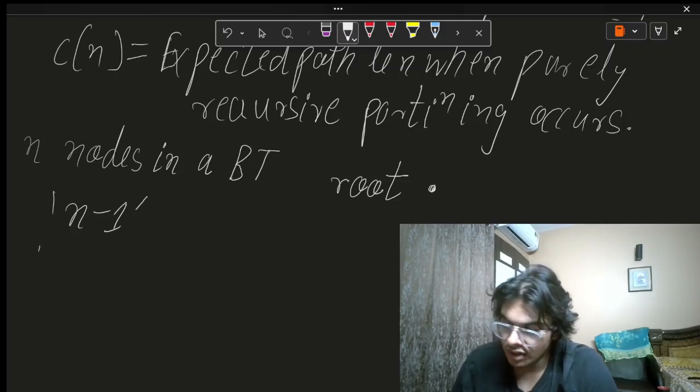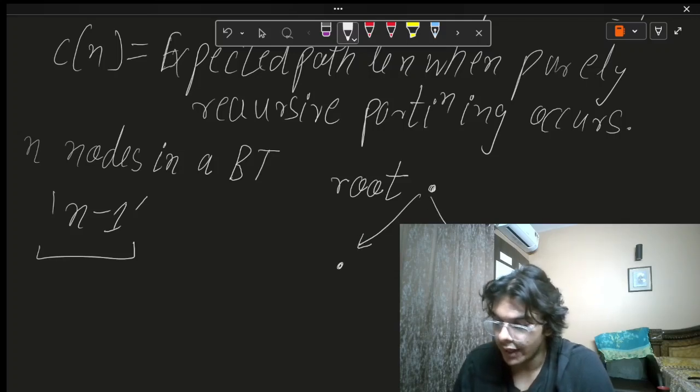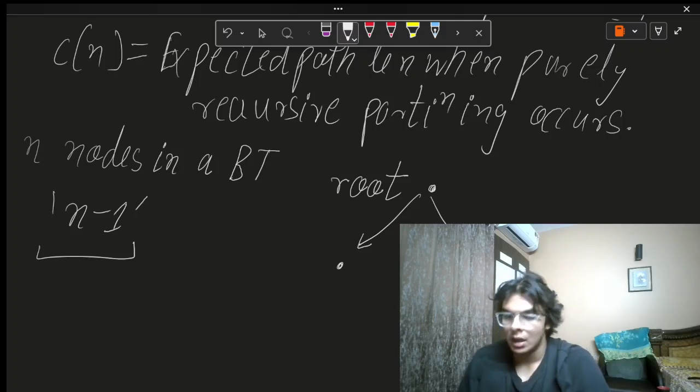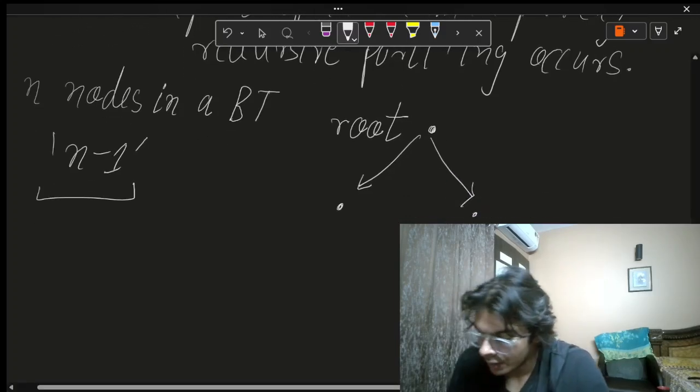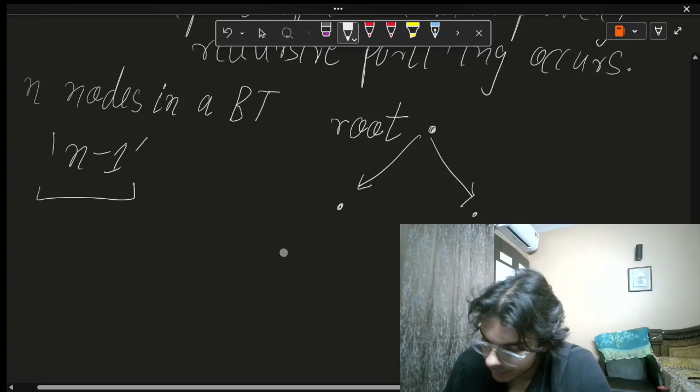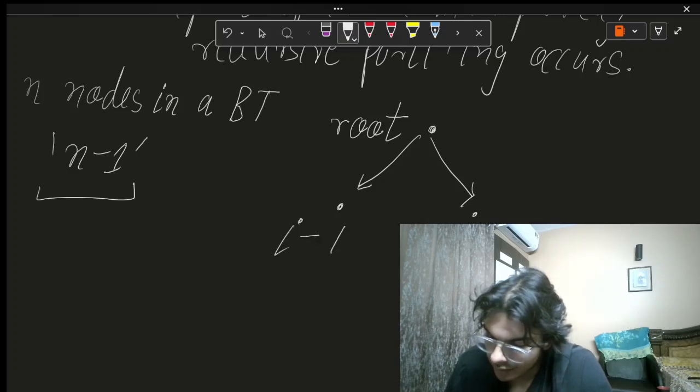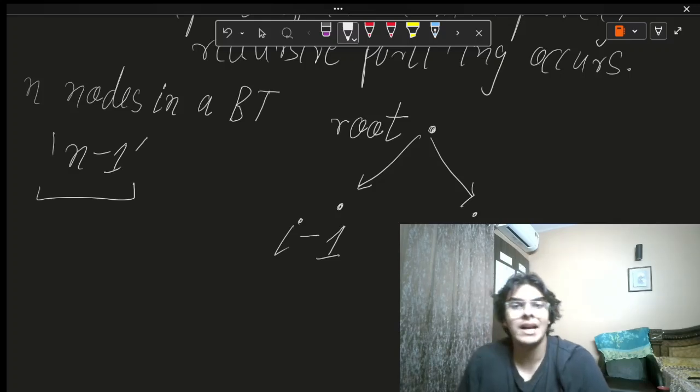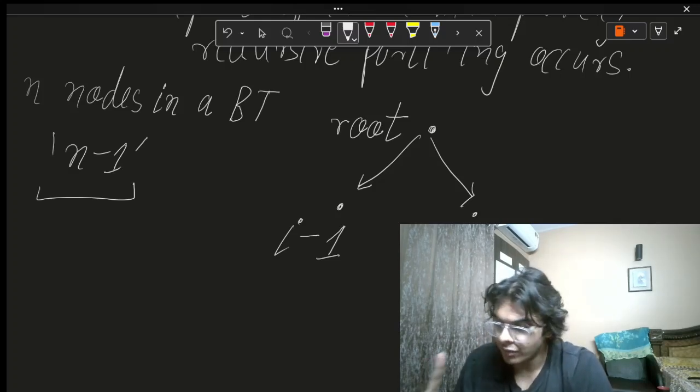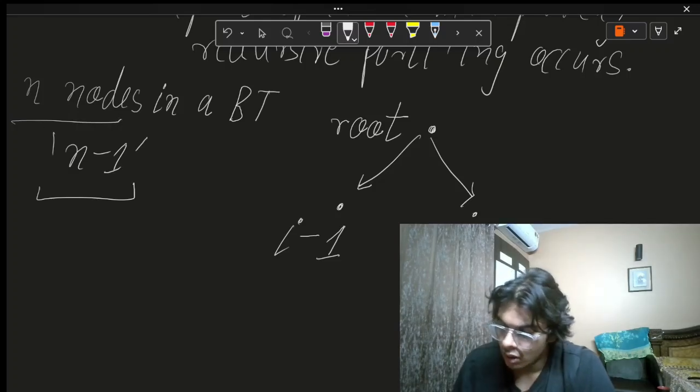Okay, and now these n minus 1 nodes have to be divided again into the left subtree and the right subtree. Correct? So how do we do that? Maybe we can say it can be i minus 1 this side, and maybe we can say it is n minus i this side, where i is any variable. So one of the n nodes went to become the root, and the others came here and here.